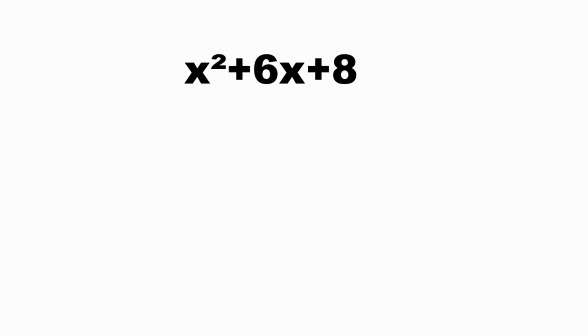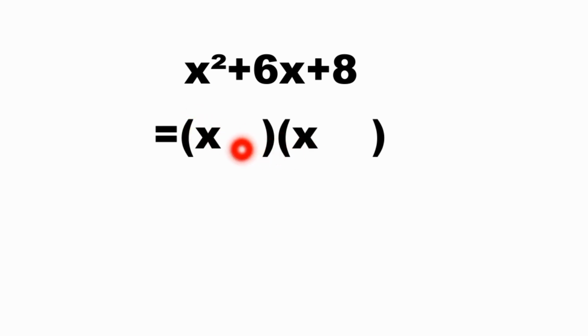And we reverse the process. We are going to find the factors of x squared plus 6x plus 8. Suppose we don't know the factors. First, x squared has no coefficient, so this is understood to have a coefficient of 1. So this is equal to x times x, and we have to provide the numbers here.